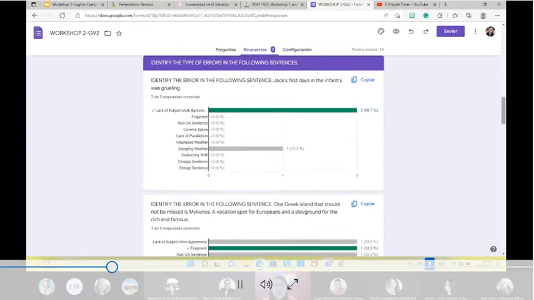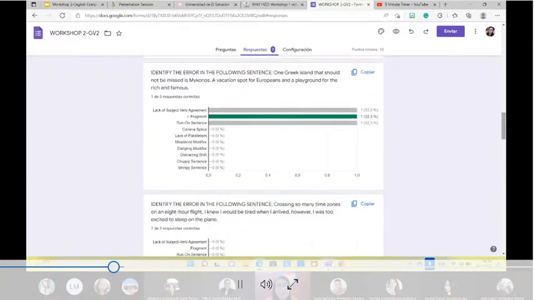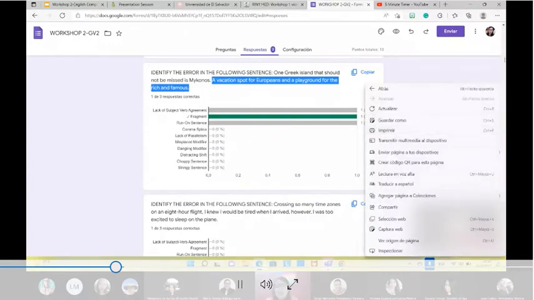Identify the error. Jack's first days in the infantry was grueling. What is the correct answer? The lack of subject-verb agreement, and that is correct. Okay, good. There one Greek island that should not be missed is Mykonos, a vacation spot for European and a playground for the rich and famous. Exactly, that is a fragment. And we can find the fragment right here. Then we move on.